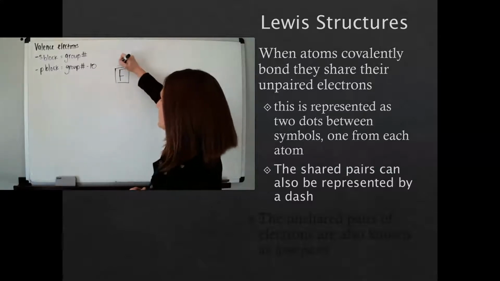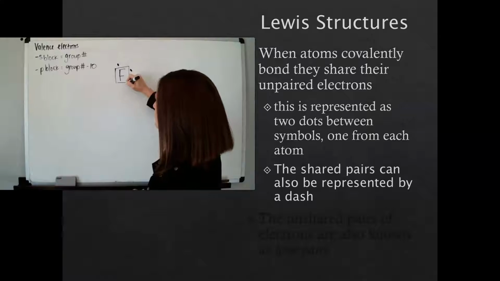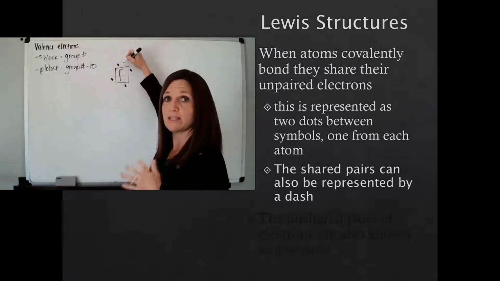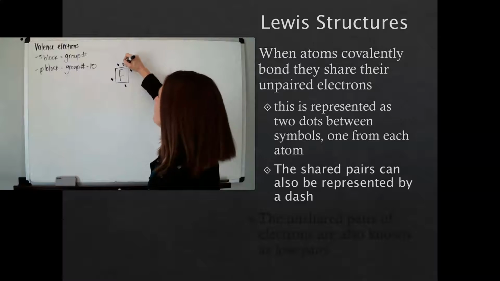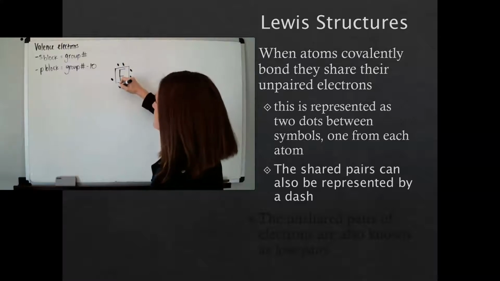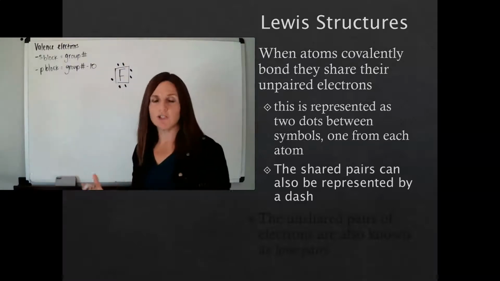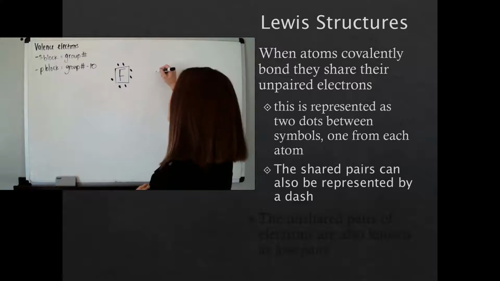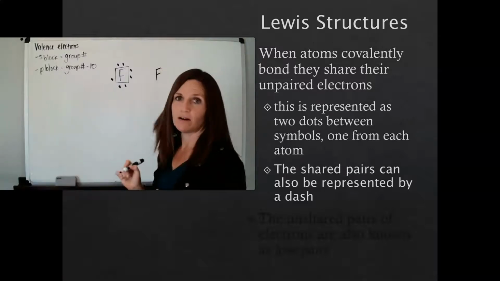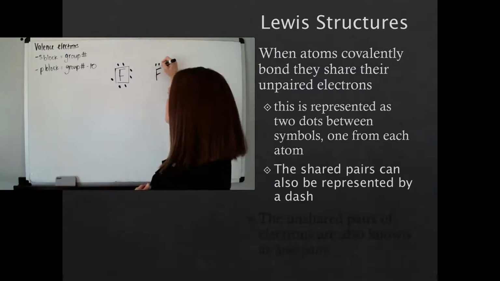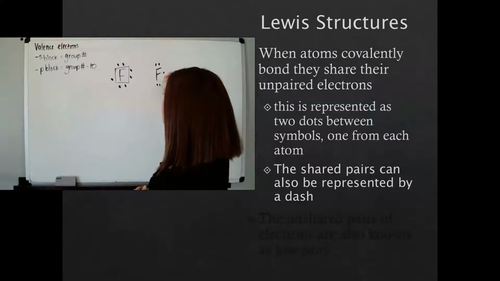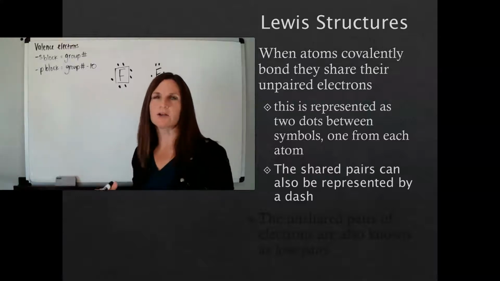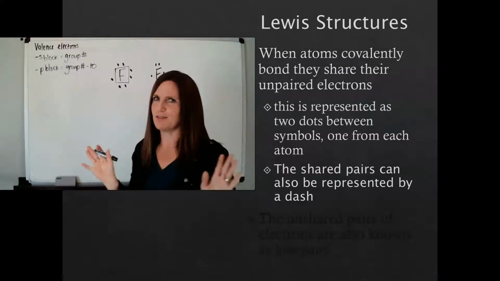So for fluorine, I'm going to do 7. I go 1, 2, 3, 4, and then there's 1 on each side, but I still have more to do, so I pair them up: 5, 6, 7. So the dot structure, or the Lewis structure, for fluorine is an F in the center with 7 dots around the outside. Officially, there's no box. We don't actually put them in the box, we just imagine the box.